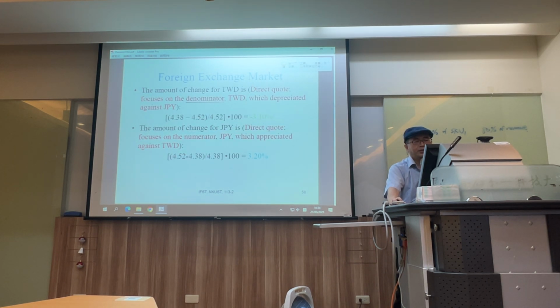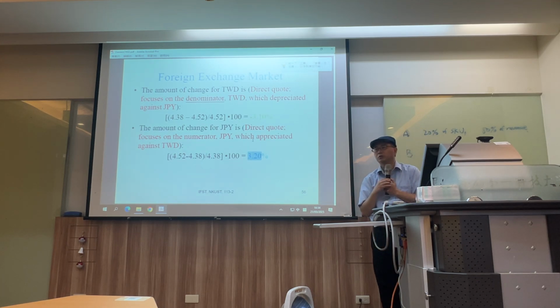So for the New Taiwan dollar, as the denominator, we take 4.38 minus 4.52 divided by the same number. Then we should have, as Stephanie pointed out, minus 3.1%, right? And then if you want to focus on the Japanese yen, which is the numerator of that exchange ratio, then we will take 4.52 minus 4.38 divided by the same number, then we will get the positive 3.2%.